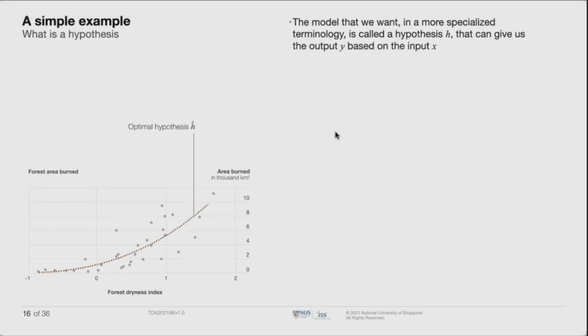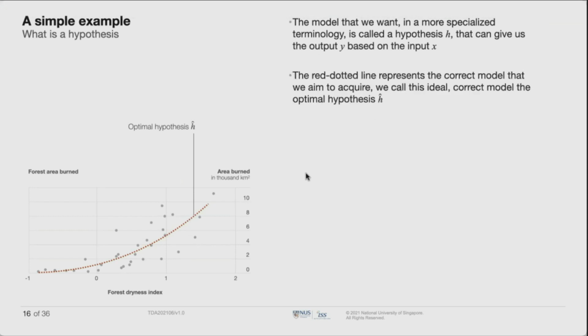The AI model that we want, in a more specialized terminology, is called a hypothesis. We use H to denote hypothesis. The term hypothesis is a bit fancy, but it is just a function that can give us the output y based on the input x. In the figure at the bottom left, you can see a dotted line in red color. This line represents the correct model that we wish to get. This is the ideal correct model, and we call this model the optimal hypothesis H hat. Now assume after some effort of investigation, we think the model or the hypothesis should be in the below form.